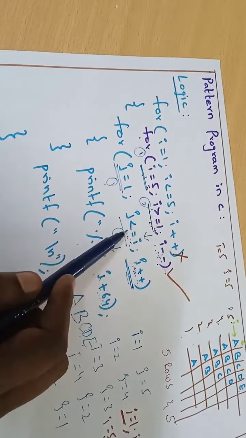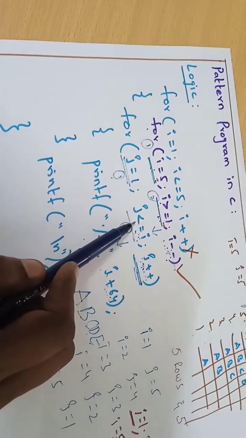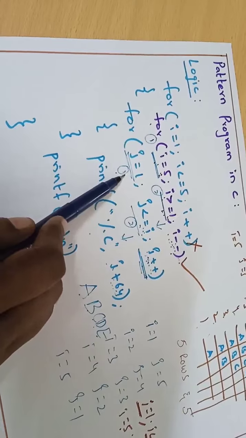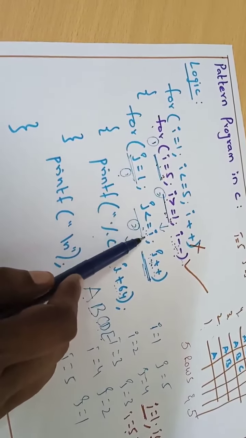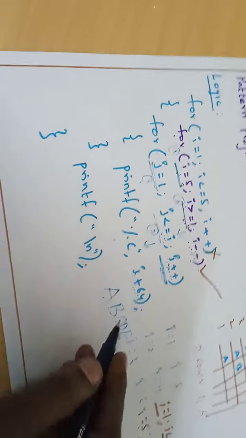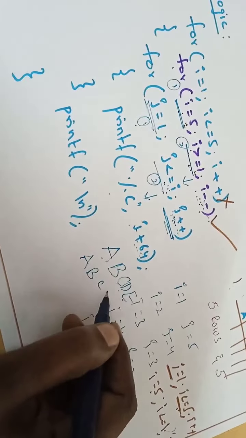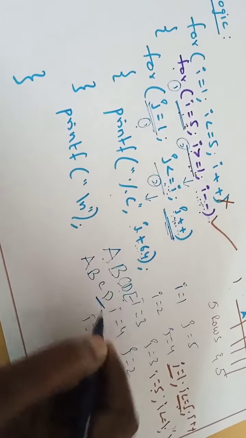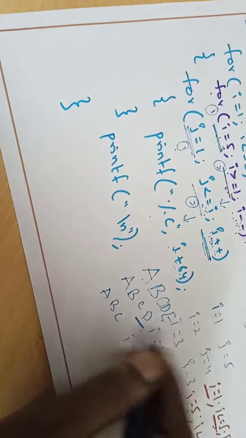The condition is true, so it will come to the inner for loop. In the inner for loop, j is equal to 1 and 1 is less than or equal to 4. The condition is true, so it comes here. Again, the next statement: what will print? It will print A, B, C, D, up to 4. In the next line, up to 3 will print. In the next line, up to 2 will print. And in the next line, only 1 will print.